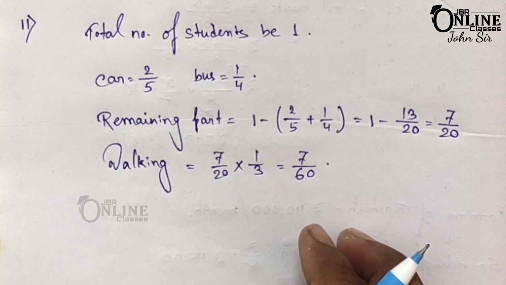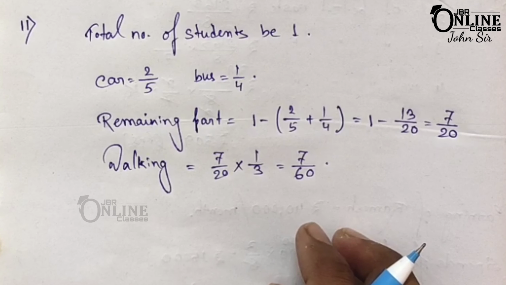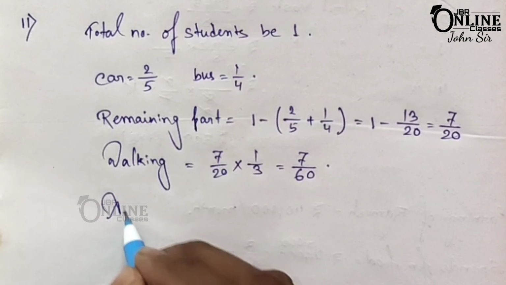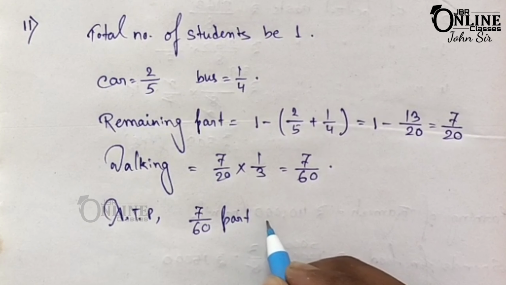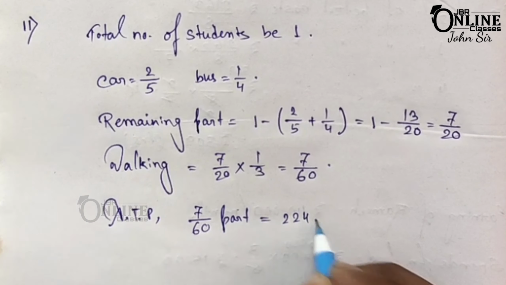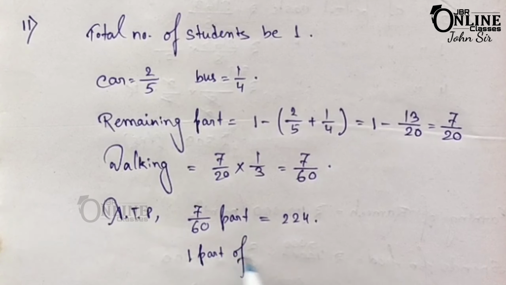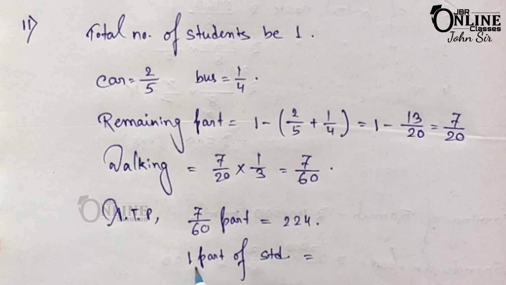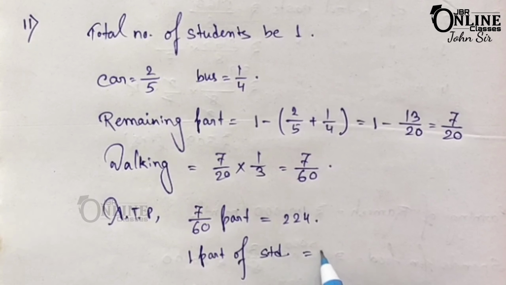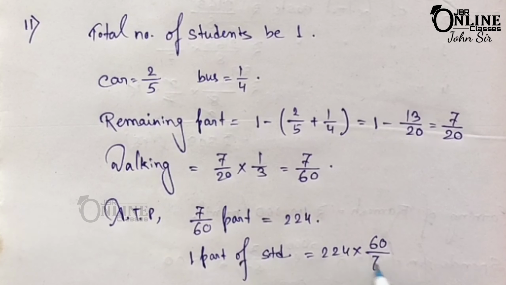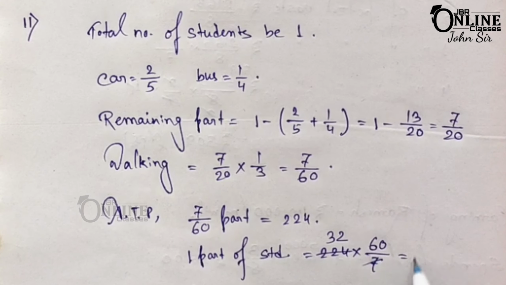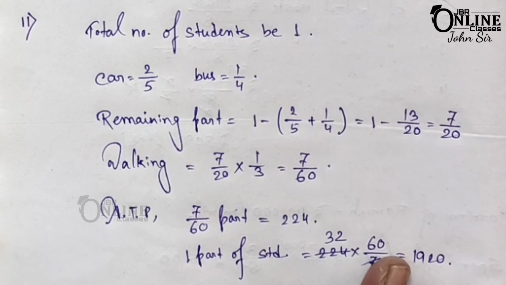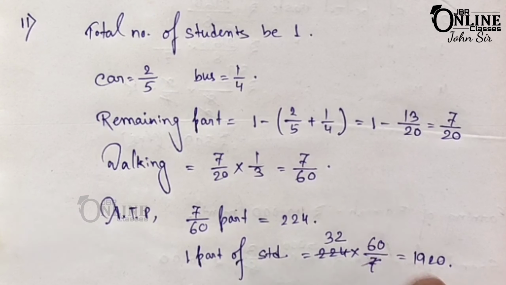Now 7 by 60, and if 224 students come to school walking on their own, that means according to the problem this 7 by 60 part of the students equals 224. Then one part of the students, that means the total, equals 224 into 60 by 7, so that is 32 into 60, so 1920. So 1920 is the total number of students of that school.